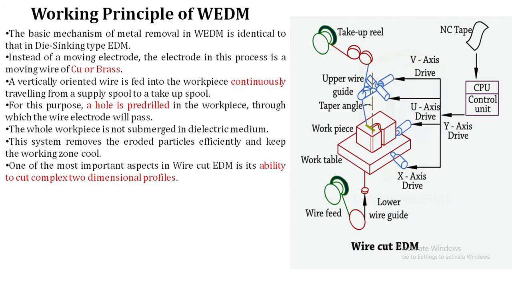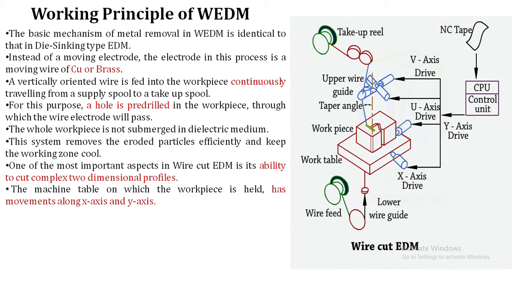Next, one of the most important aspects of wire cut EDM is its ability to cut complex two-dimensional profiles. That is a very important ability of this wire EDM process. Any complex geometry we can easily cover with the help of this wire EDM process. Next, the machine table on which the workpiece is held has movements along the x-axis and y-axis. How can you give movement to that table itself?